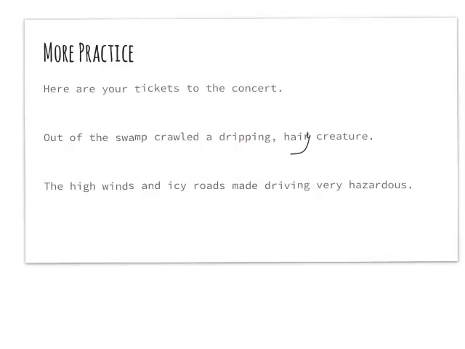Our last examples for this presentation are these sentences here. "Here are your tickets to the concert." We have another sentence with a here or there. We have a prepositional phrase. Get that out of the way. There's only one noun left. Tickets is the subject. Your tickets is the complete subject of this sentence.